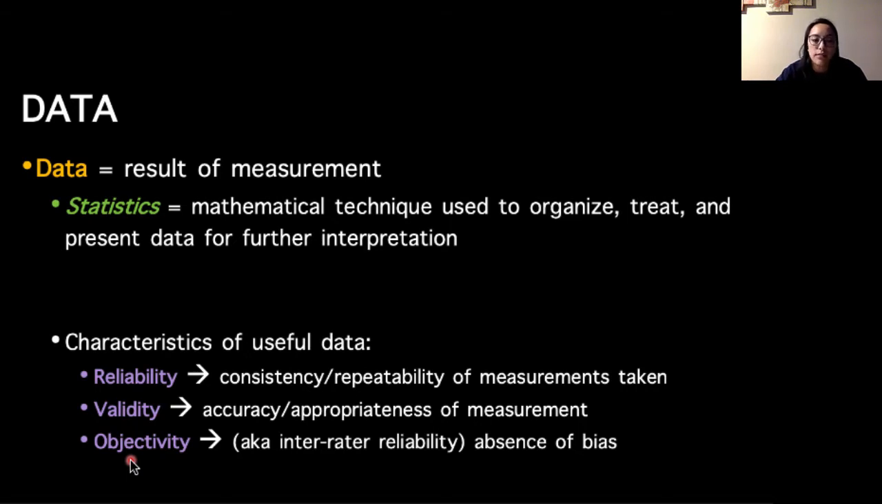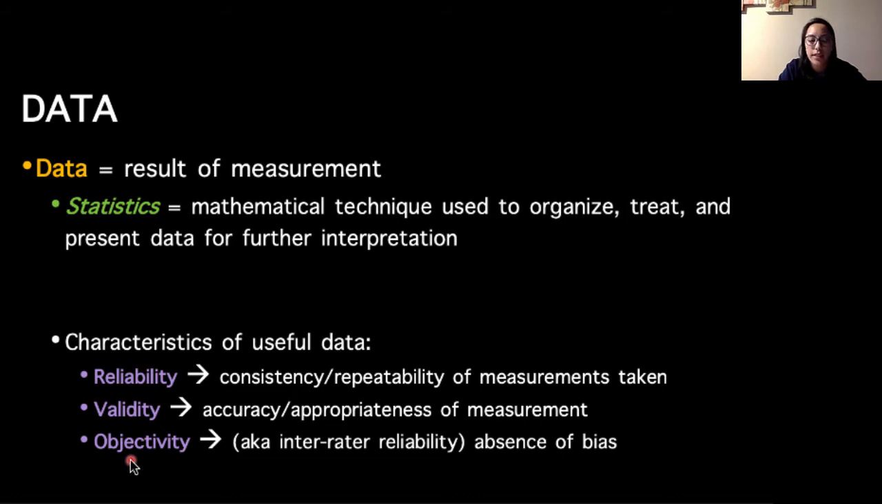So validity is related to accuracy, reliability is related to consistency of measurement, and then objectivity is related to the absence of bias. Okay? So typically students will look at this in terms of another form of reliability, which is more specifically directed to who is actually running the test, so the tester or rater. So oftentimes objectivity is also referred to as inter-rater reliability.